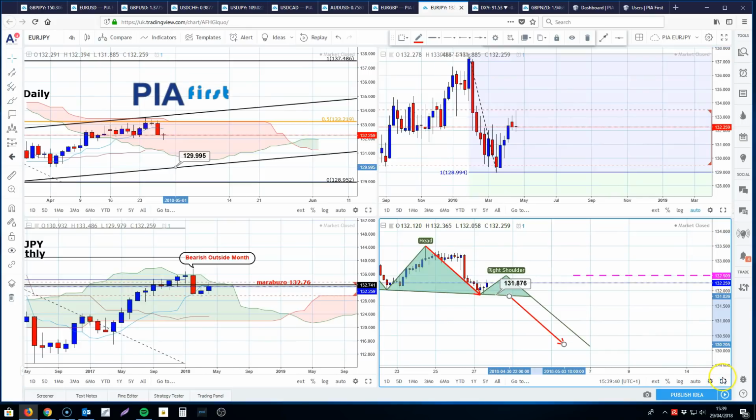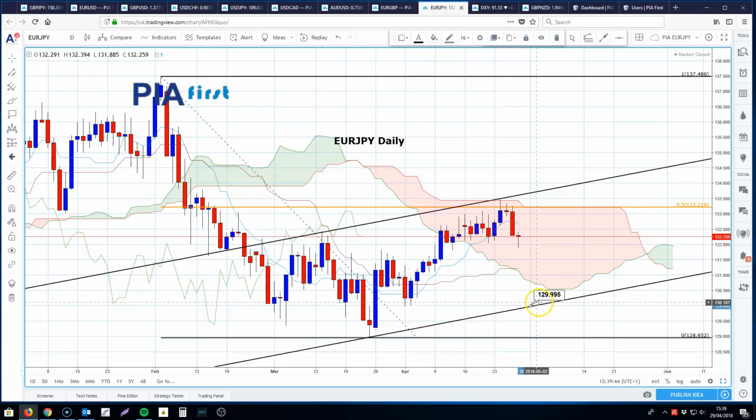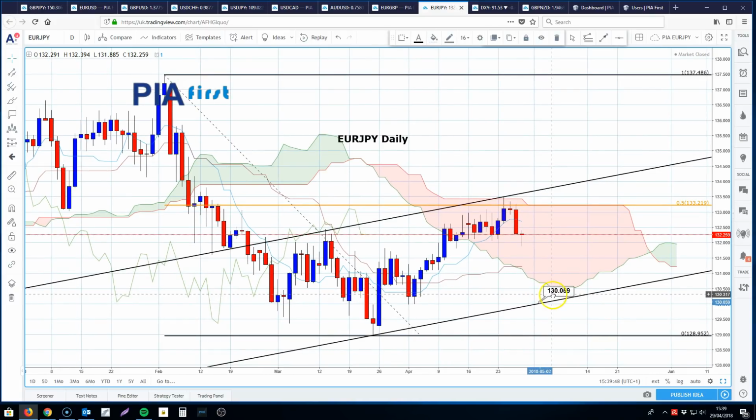Now, if we go back to our daily chart, that's very close to that trend line support, and in fact, as we move it up on days, if you like, it's going to get closer and closer. So the bias this week is to sell into mild rallies in euro yen and focus on that 130.20, 130 area.